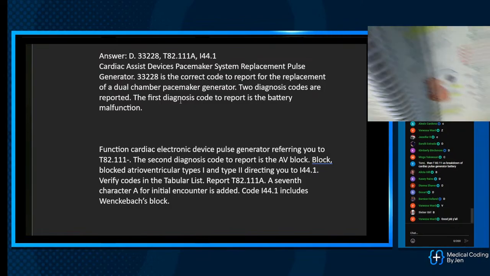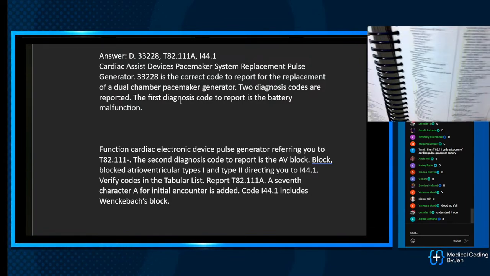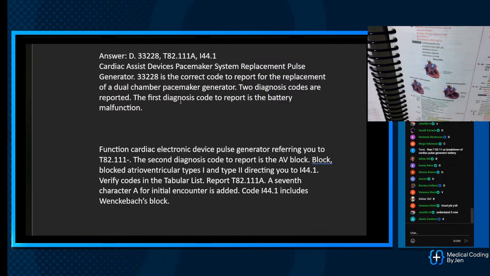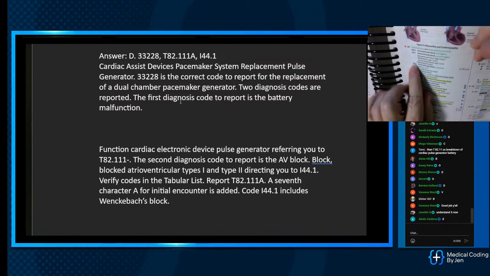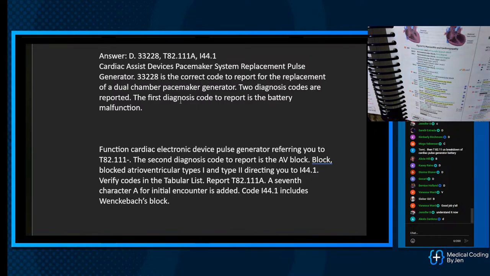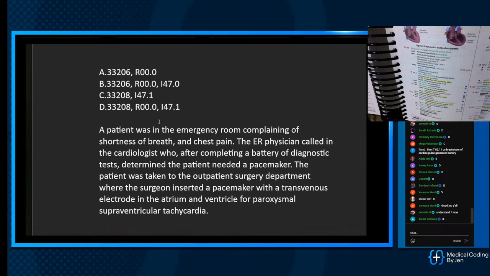I-44.1 includes our Wenckebach block. Does it say that inside there? I'm curious. I-44. If it doesn't, we can add it. Does it say anything? Yep, it does. It's got it listed underneath I-44, the Wenckebach block. That's a fun one to say. All right.